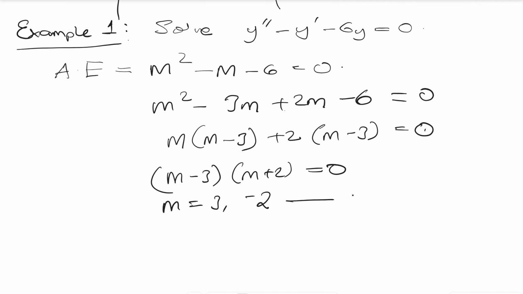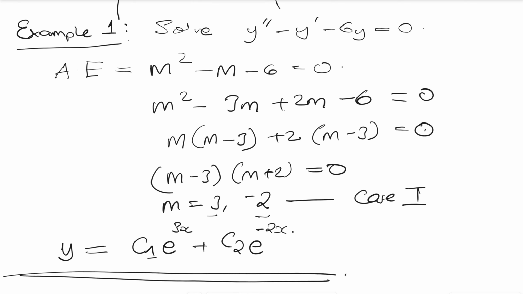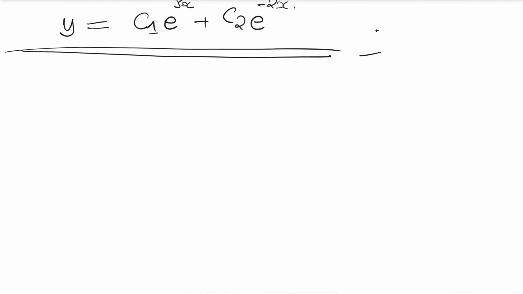This is a case 1 scenario where the roots are real and distinct. So the solution will be y is equal to c1 e power 3x plus c2 e power minus 2x. And this is the solution. And then we'll go to solve example 2.